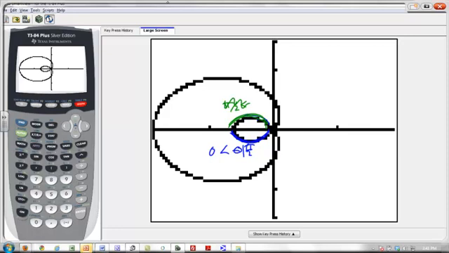Where did it start? It started from the x-axis, over to the left, at negative 1. Yeah. And then it went down, and around, and all the way up, and all the way back down. Okay.